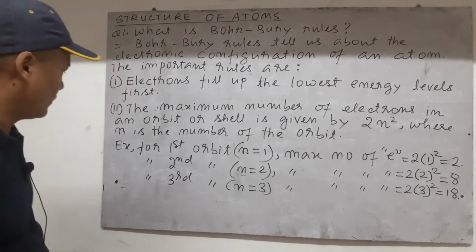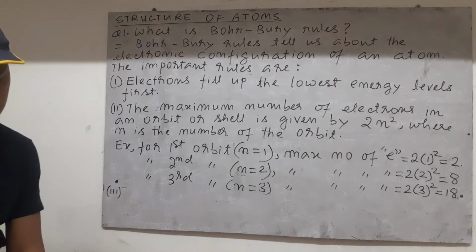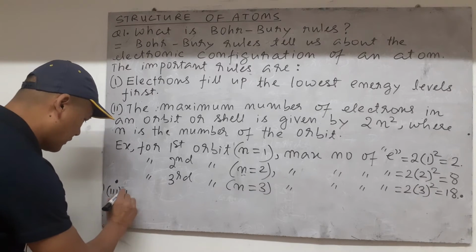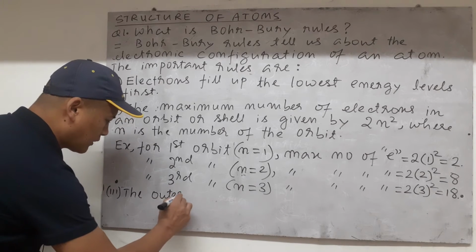And the third rule: the outermost orbit cannot have more than 8 electrons in any atom. That means the outermost, or in other words, the outermost.